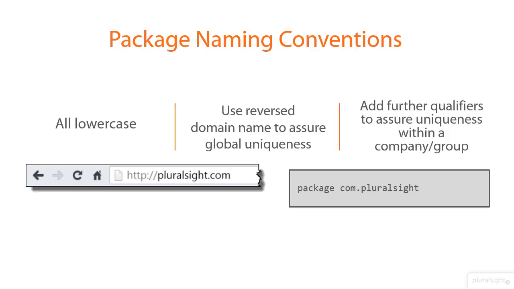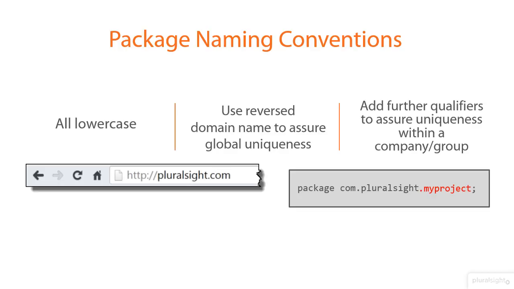Then we add further qualifiers beyond that to assure uniqueness within an organization, in the case of a company or some group. If we're creating packages that belong to com.pluralsight, each of our individual packages would have another part that just identifies some project. In this case, it's my project. That's the simplest way to assure uniqueness: each project can have its own last part of the package name, and it stays unique.